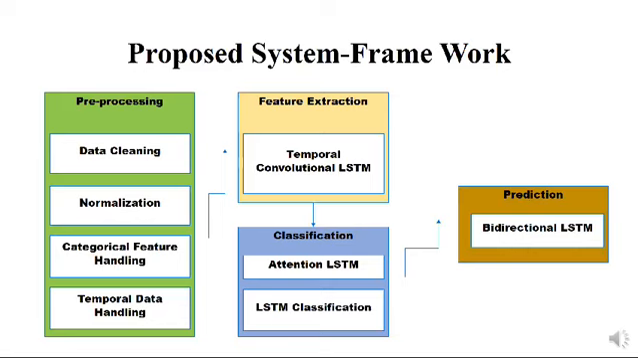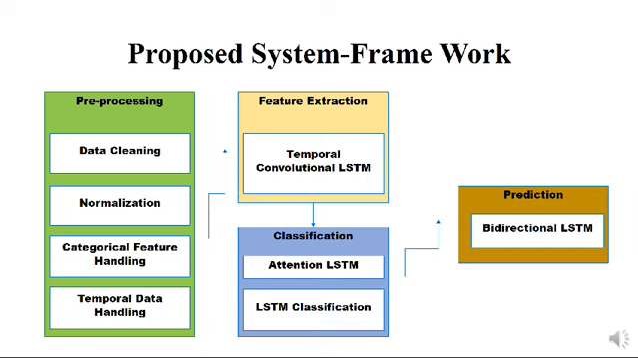Processing, we have to go through the data cleaning process. So the unwanted data will be removed and normalizing techniques will be used to identify the patterns, and the categorical feature handling will be applied to get the attributes and the selection, and the temporal data is handling the future and the present and the past data.